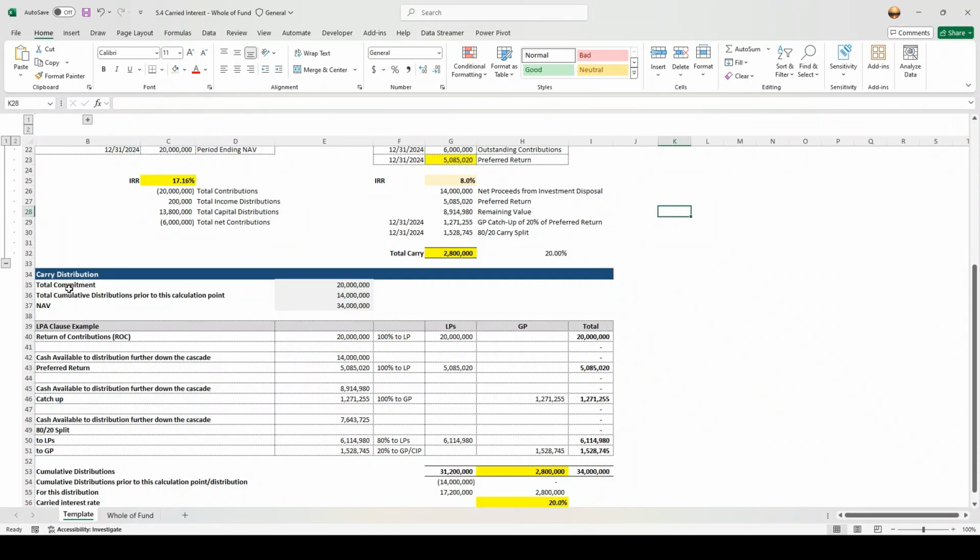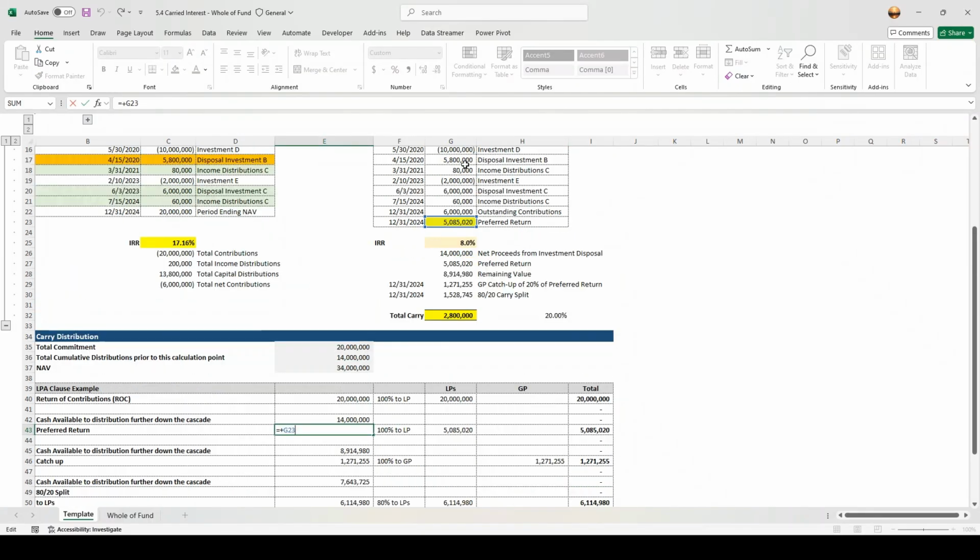So next, let's go to our carry distribution table. This is just a more detailed table to reflect this calculation here. So for example, we have $20 million here. So this is 100% to GP. And then next, we have 14 million net proceeds ready to distribute, right? We're going to distribute the preferred return, which we calculate from the formula.